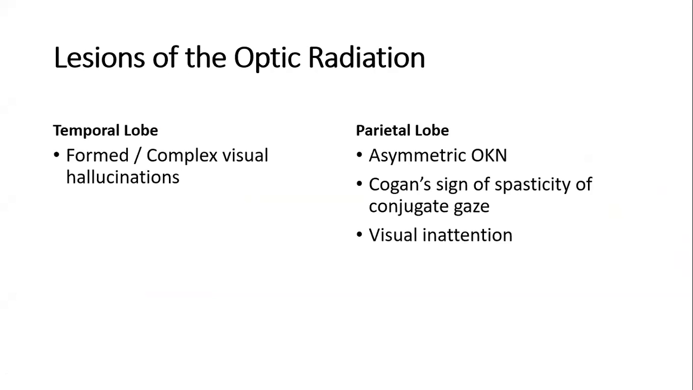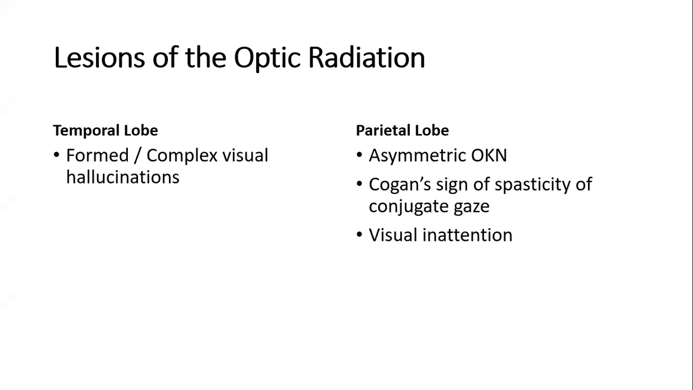We all know the pursuit movements start from the parietal lobe. Now, when the parietal lobe is affected, the pursuit movement is affected. That's why we have an asymmetric OKN. The second one that we have is Cogan's sign of spasticity of conjugate gaze. Normally in Bell's phenomenon, when we do a forced lid closure, the eyeball rolls upwards and outwards. Now in a parietal lobe lesion, there will be conjugate deviation of the eyes to the opposite side. So this is called Cogan's sign of spasticity of gaze.